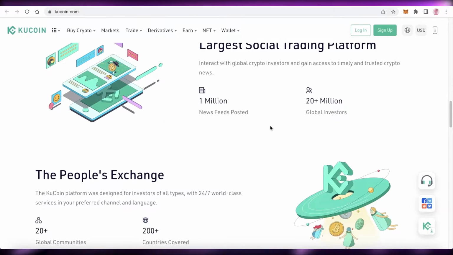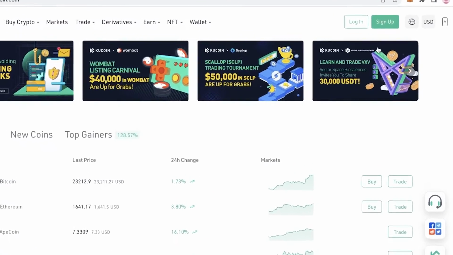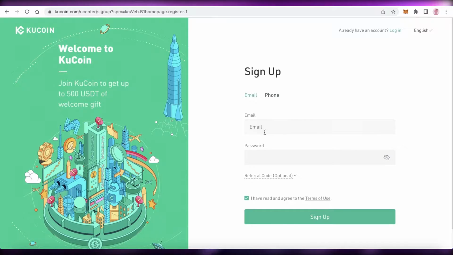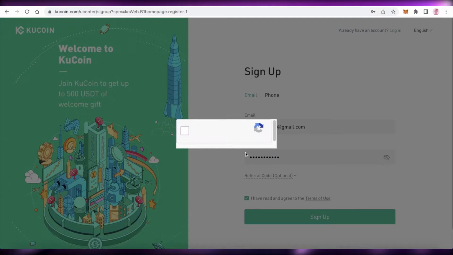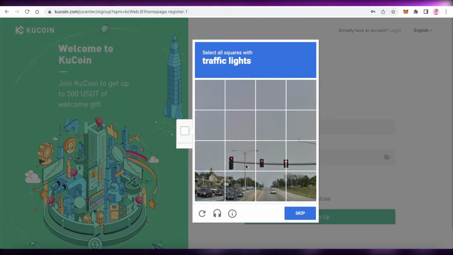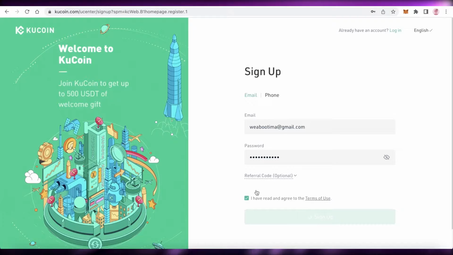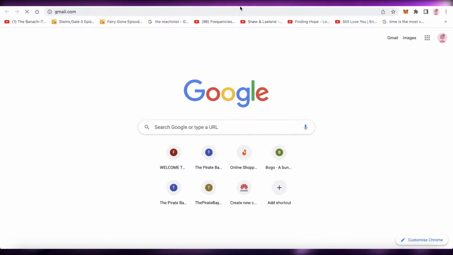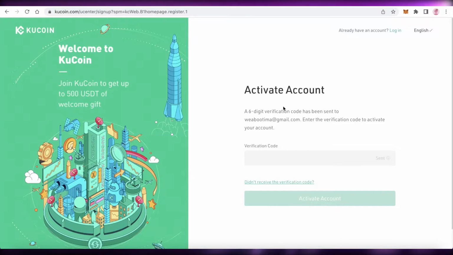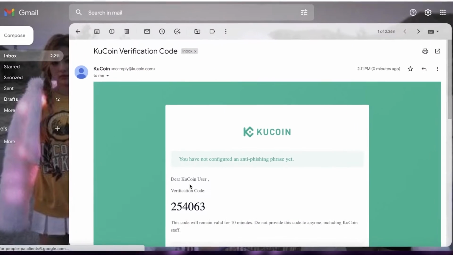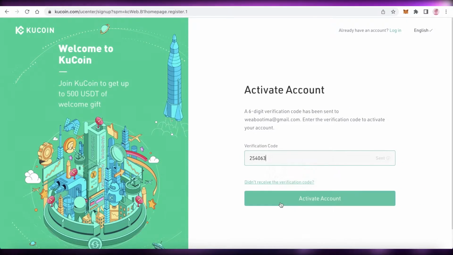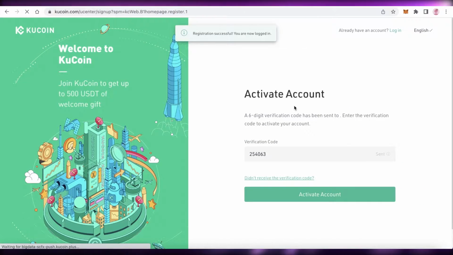trading volume. So to get started with Kucoin, all you have to do is click on sign up on the top right over here. You're going to sign up with your email or phone, whatever you want. Now, once you have entered your password and your email address, you're just going to complete the verification. And once you have verified it, you're just going to open up your Gmail account over here just to verify that you have entered a legitimate email address. So you're going to copy your verification code, and then you're just going to enter that over here. You're going to click on activate account, and this will complete your registration on Kucoin.